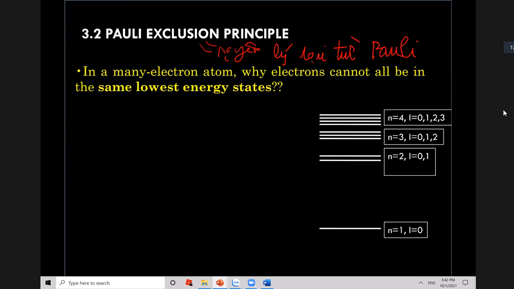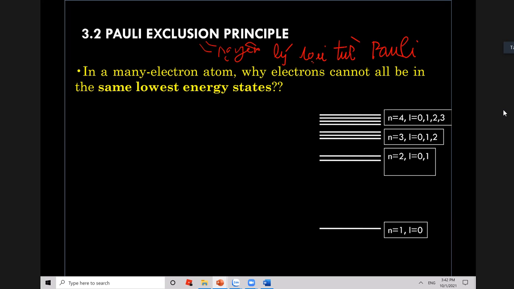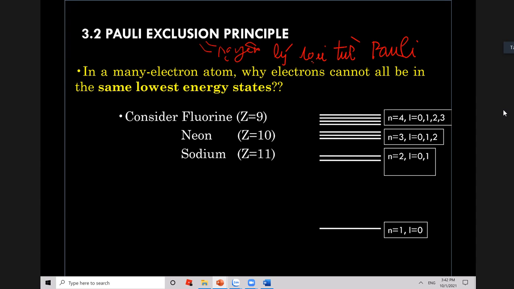Yes. So the Pauli exclusion principle said, the question for you in this section is, in many electron atoms, why can electrons not all be in the same lowest energy state? And the answer for this is that, for example, you consider three adjacent elements in the periodic table, for example, fluorine, neon, and sodium, with atomic numbers equal to 9, 10, and 11.